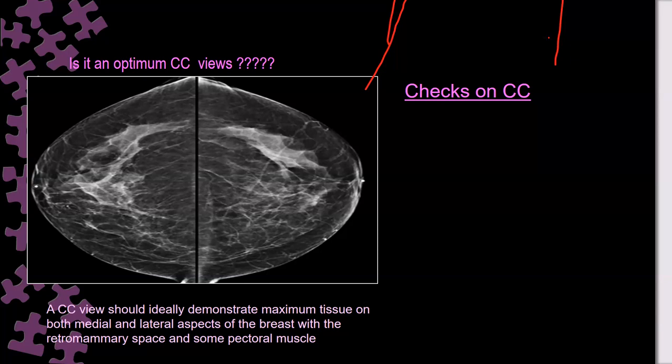Huda, that is regarding you. You said the inframammary fold. Do you see the inframammary fold on the CC view or the MLO? MLO. So now you are talking about CC. So you changed your mind.